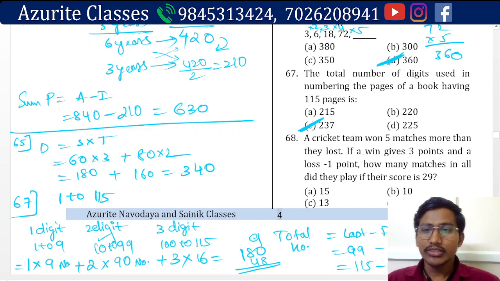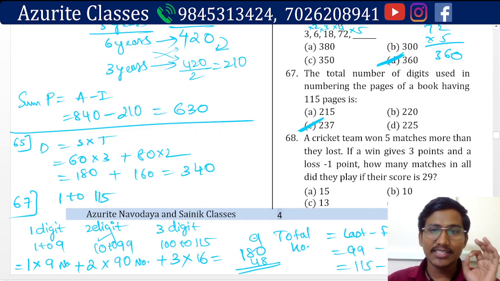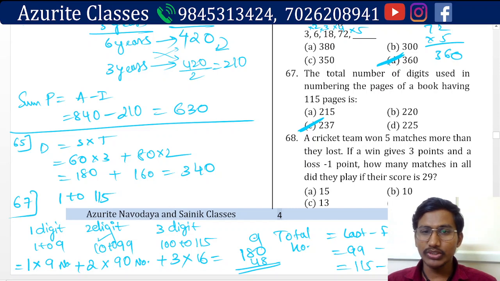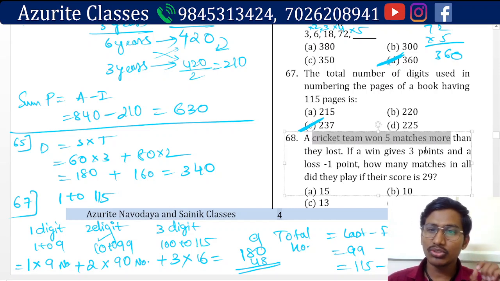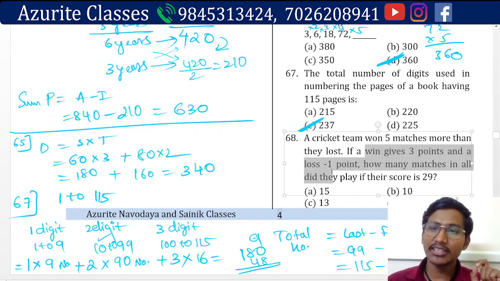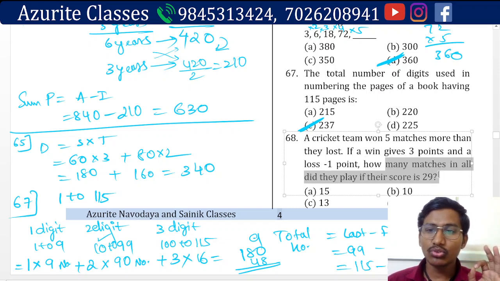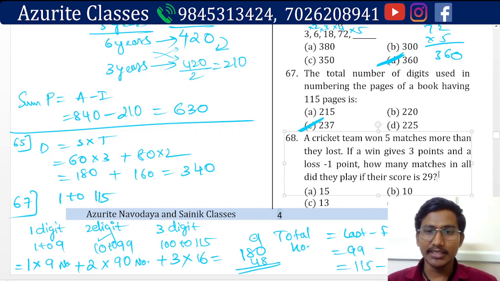Okay, so next question, that is 68 question we should do, right? So what is the question here? A cricketer team won 5 matches more than they lost. If a win gives 3 points and a loss minus 1 point, how many matches in all did they play, if their score is 29, is the question.